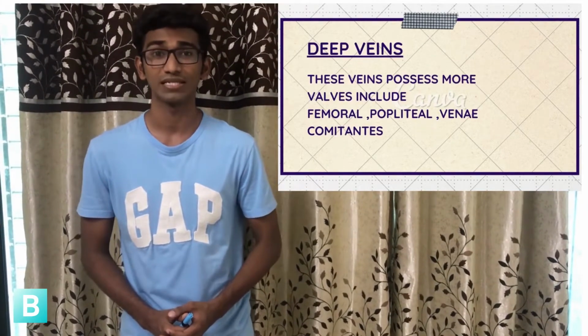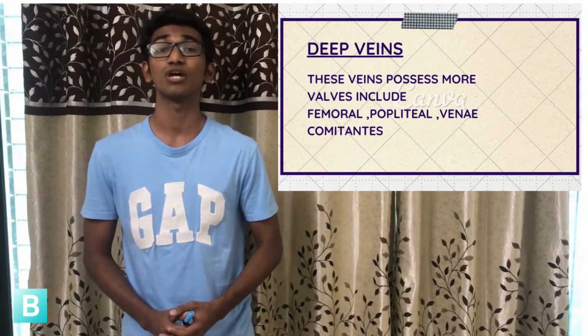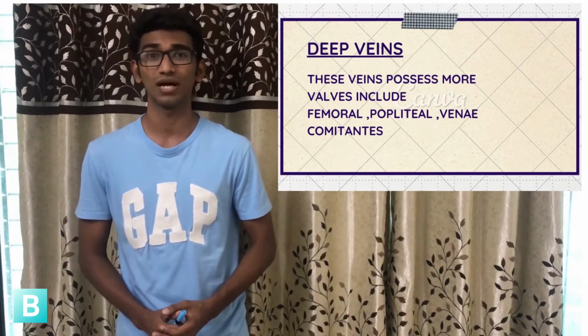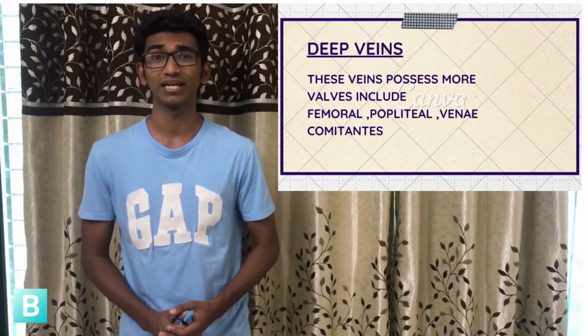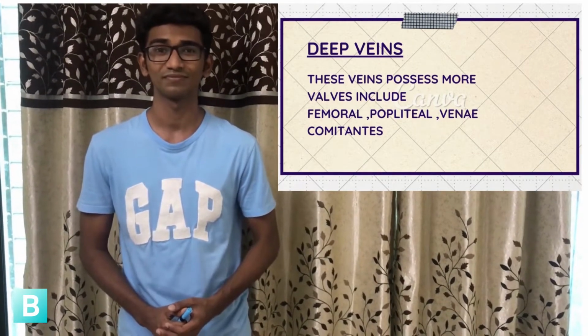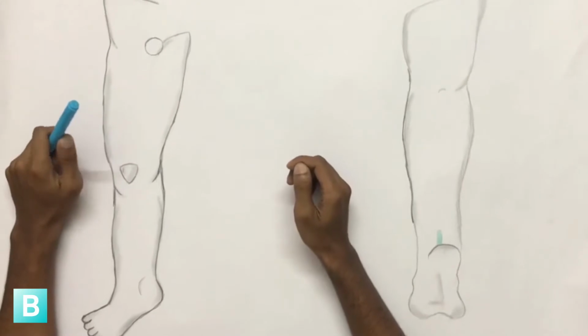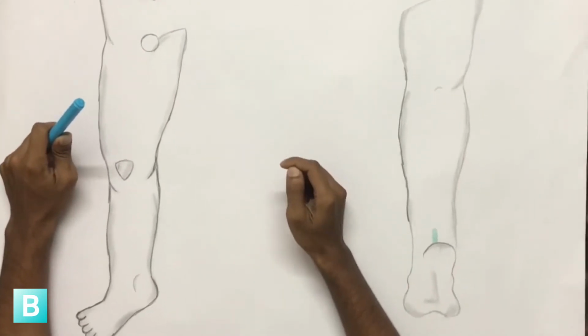Finally, we have the deep veins. The deep veins are the ones which have more valves as compared to the other ones. Their examples are the femoral vein, the popliteal vein, and the venae comitantes. So now, let's talk about the veins that drain the lower limb.